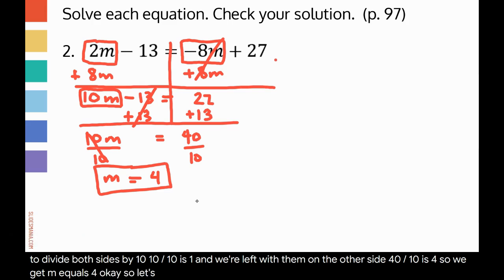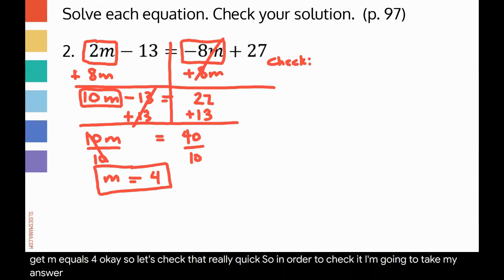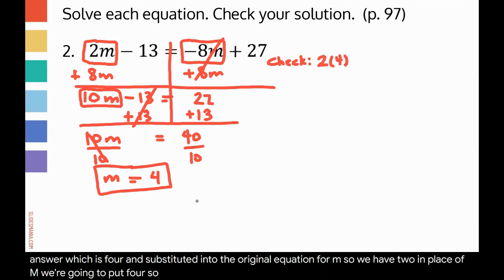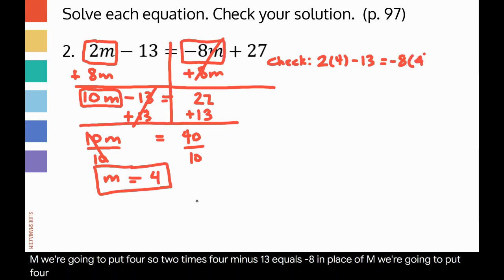Okay, so let's check that really quick. So in order to check it, I'm going to take my answer, which is 4, and substitute it into the original equation for m. So we have 2, in place of m, we're going to put 4. So 2 times 4 minus 13 equals negative 8. In place of m, we're going to put 4. So times 4 plus 27.